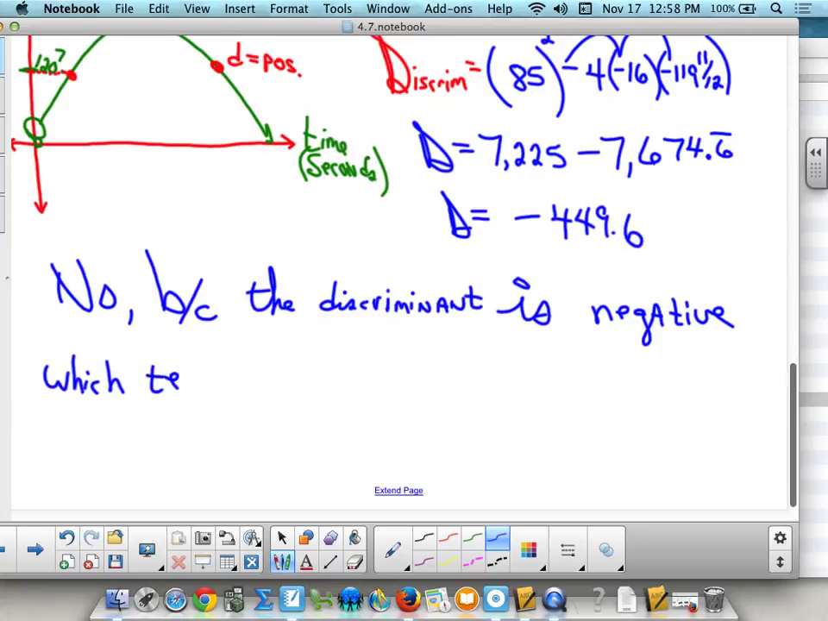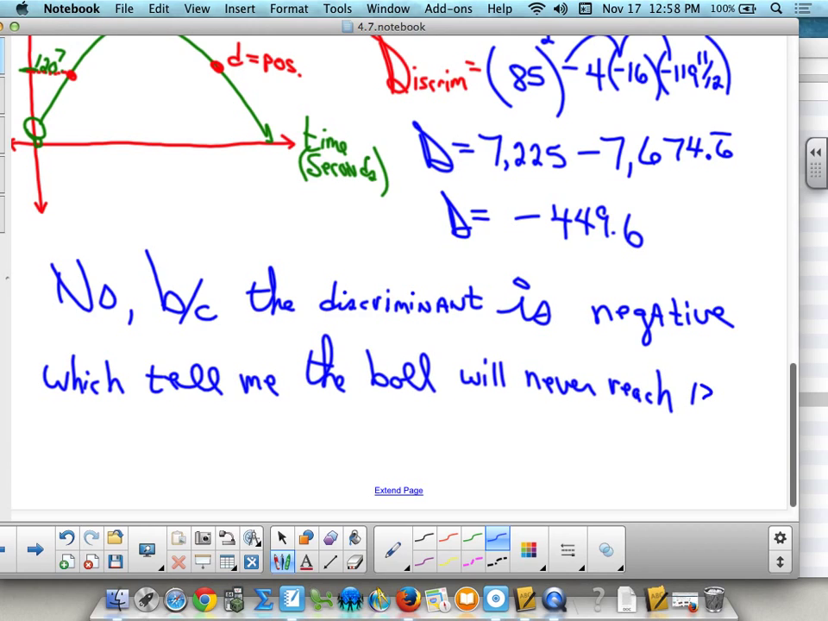Which tells me what? The ball will never reach 120. And how do I know it will never reach 120? Because if the discriminant's negative, there's no answers. It will never reach 120.